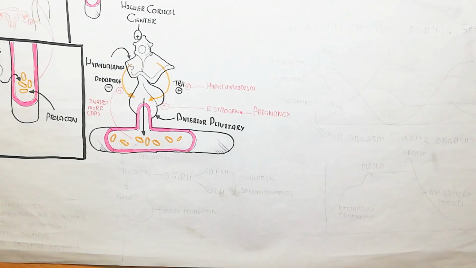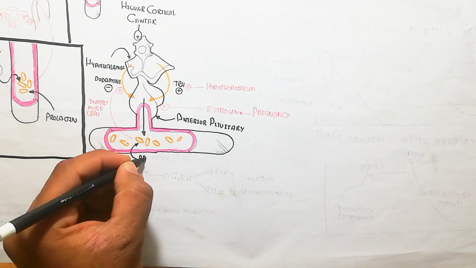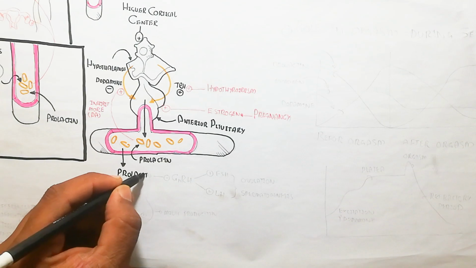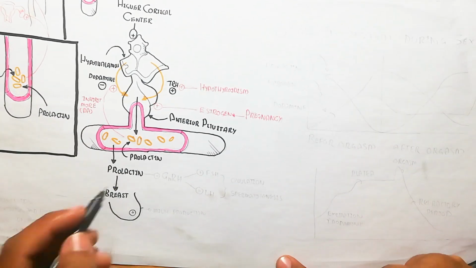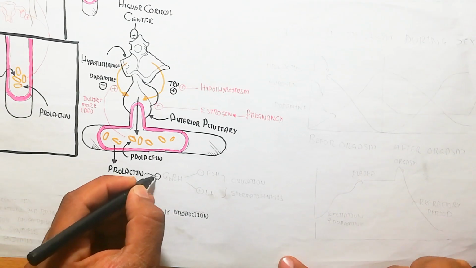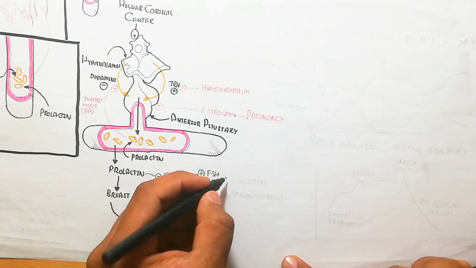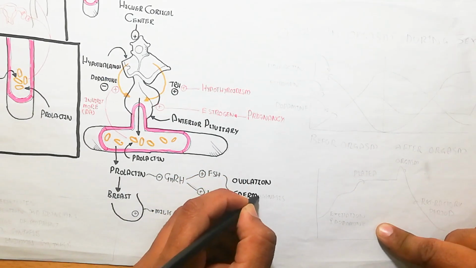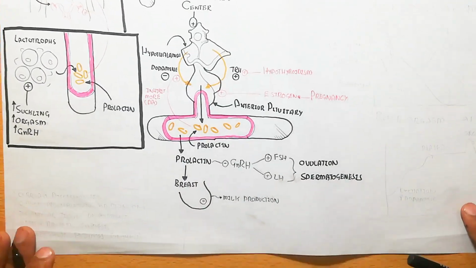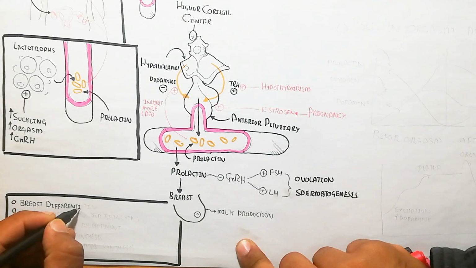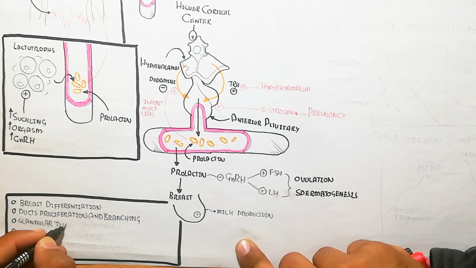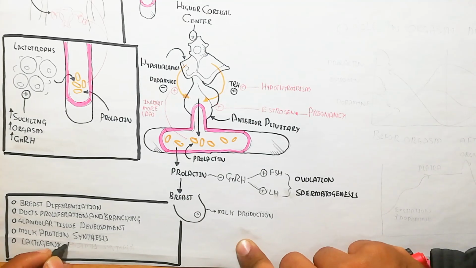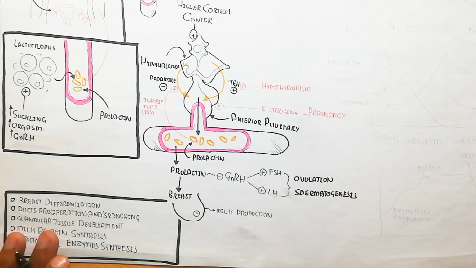On the other hand, estrogen will also release prolactin during pregnancy. When dopamine increases, it will inhibit prolactin. Whenever prolactin increases, it will develop the breast for milk production, and inhibit gonadotropin releasing hormone, and so inhibit follicle stimulating hormone and luteinizing hormone, because ovulation and spermatogenesis are inhibited due to prolactin. Because prolactin is raised during pregnancy and after sexual intercourse, it will inhibit the desire for sex. Breast differentiation, duct proliferation and branching, glandular tissue development, milk protein synthesis, and lactogenic enzyme synthesis are due to prolactin.